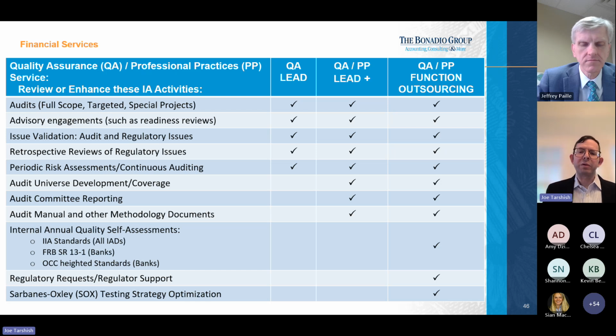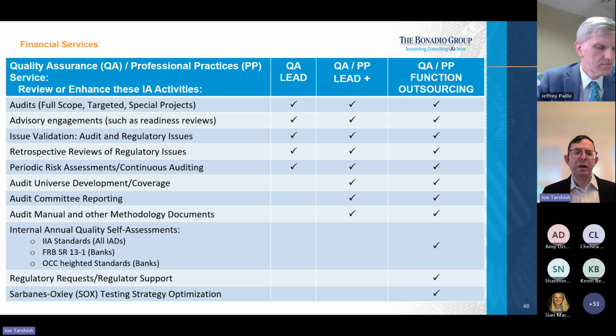And then audit manual and methodology development and enhancements. And then when we go further to the right, if we're talking about outsourcing, or if you have the luxury of having all of this in-house, most of you may look towards enhancing the resources that you have through some outside help. So if we're looking at your full continuous improvement cycle, quality assurance and professional practices efforts, again, it's going to certainly involve your ongoing and annual quality self-assessments under the IIA standards.